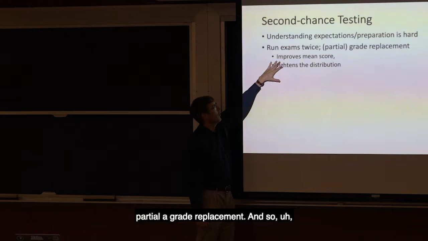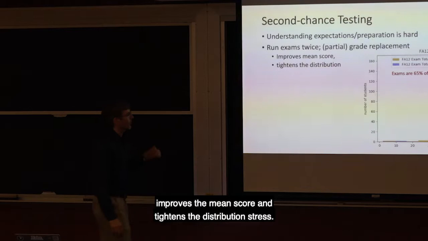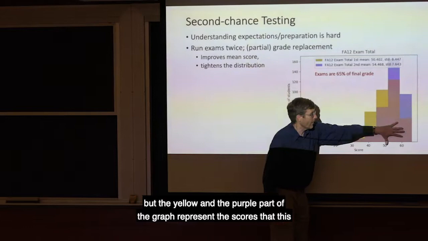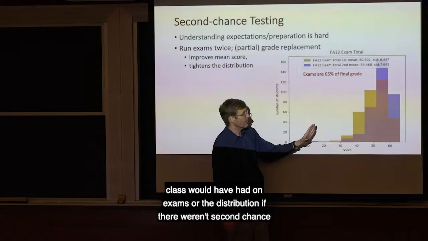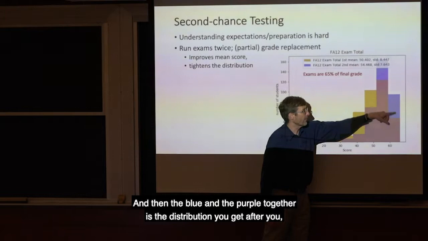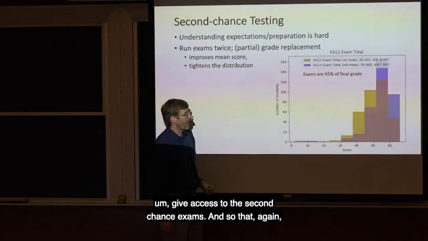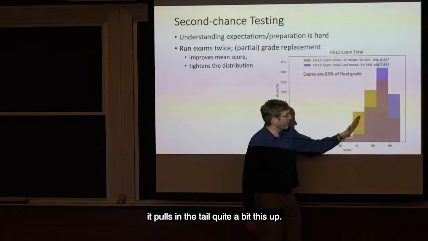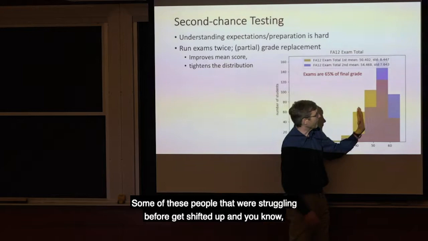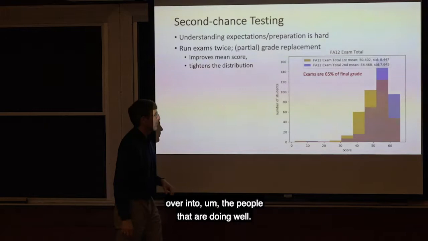And so what we see in general is this improves the mean score and tightens the distribution. This graph's a little hard to read, but the yellow and the purple part of the graph represent the scores that this class would have had on exams if there weren't second chance exams. And then the blue and the purple together is the distribution you get after you give access to these second chance exams. So again, this is typical of what we see: it pulls in the tail quite a bit. Some of the people that were struggling before get shifted up into the people that are doing well. This is out of 65 because 65% of the final grade was from things that were on exams.